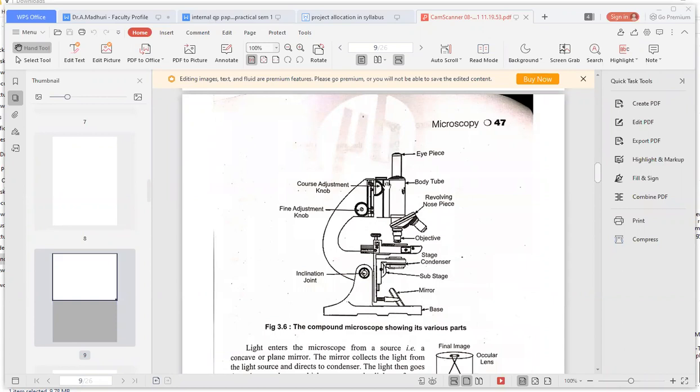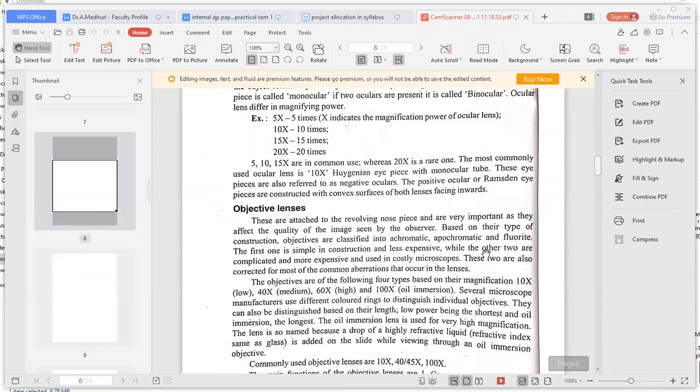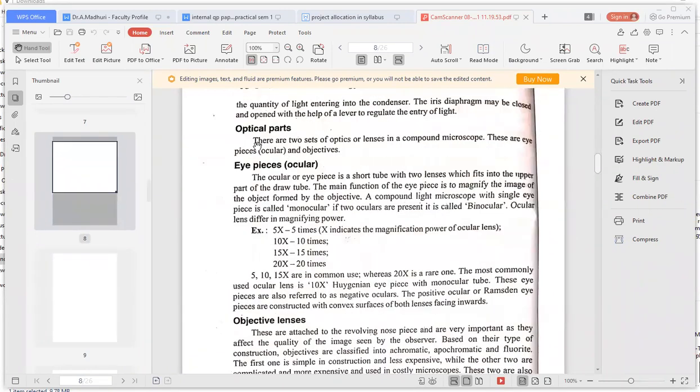First, you have to use coarse adjustment, and then you have to come for fine adjustment. This is about the different parts of the microscope, right? What is the type of ocular used? Here you have to remember monocular and binocular. Monocular means single eyepiece. Binocular means two eyepieces.